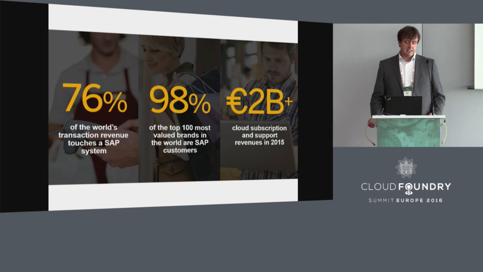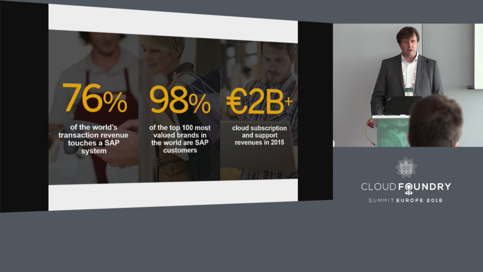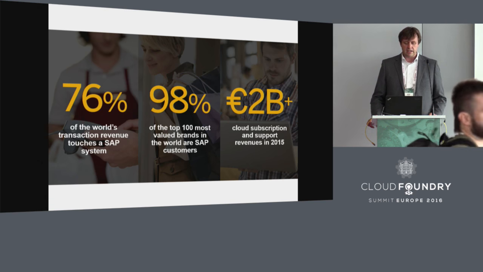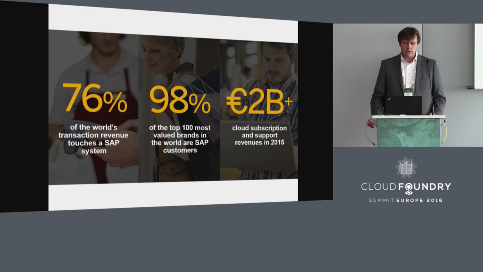SAP means 76% of the world transaction revenue every day is passing through an SAP system. And while we have a very solid rock inside on-premise deployments, also cloud customers are getting very relevant for SAP. So in 2015, we roughly made 2 billion revenue in the cloud.